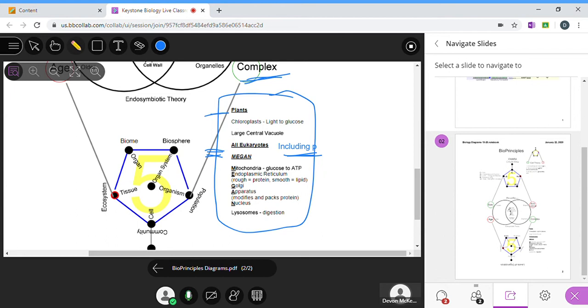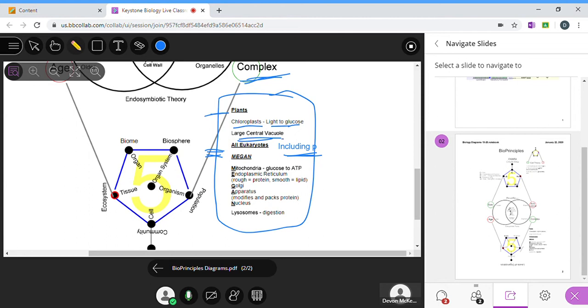All eukaryotes includes plants. So the first two that I'm going to give you up here are specific to plants. They're plants only. These are organelles found in only plants, and that's the chloroplast. Well, the chloroplast is an energy organelle that converts light energy to chemical energy in the form of glucose. So it takes energy in the form of light and it puts it into chemical bonds in a molecule called glucose, and it stores it in there like you would store energy in a battery. That's the chloroplast, and that's found only in plants.